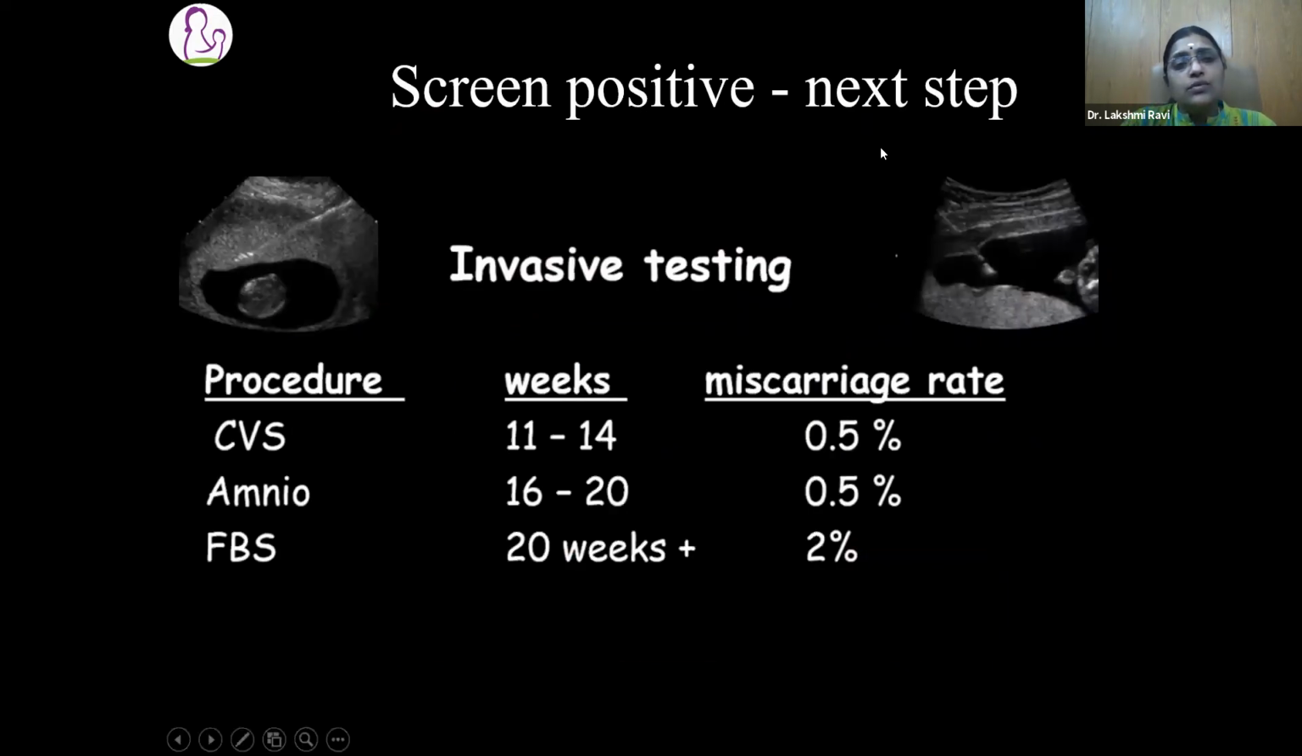So this is how the procedure is done. This is chorion villus sampling, where you insert the needle and take some amount of placental tissue. Whereas this is amniocentesis, where you see the needle tip in the amniotic fluid and you draw amniotic fluid for analysis.